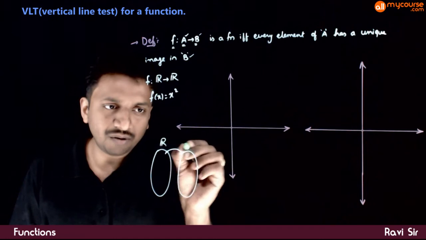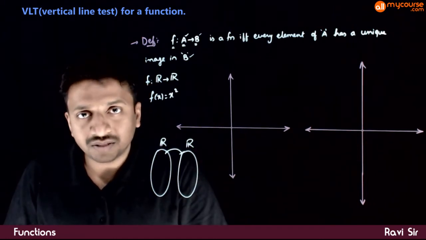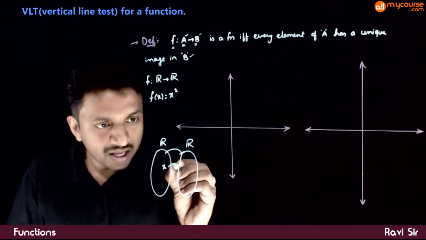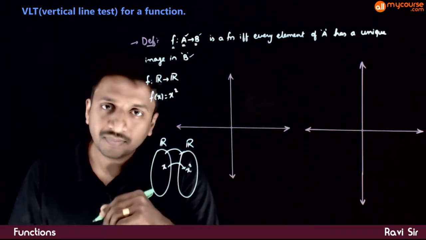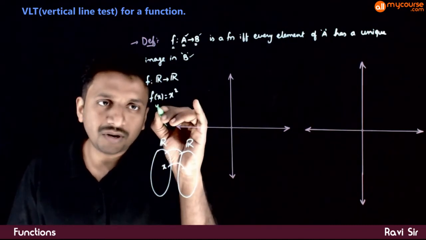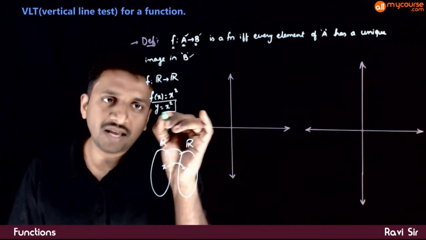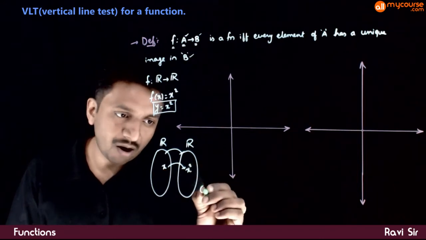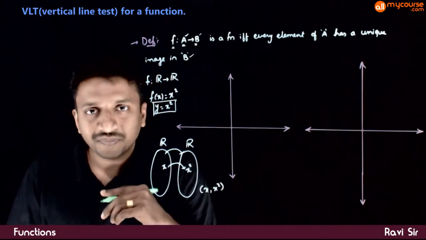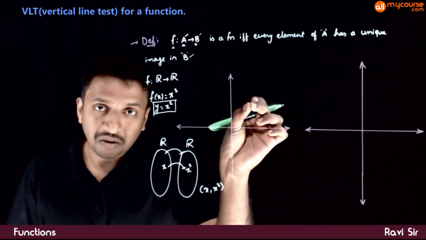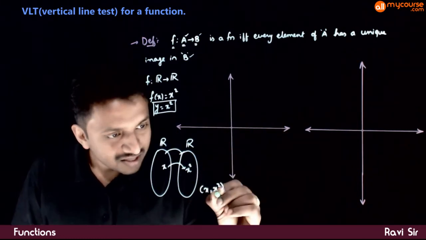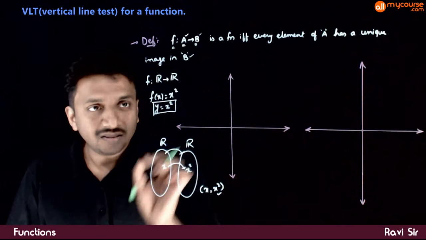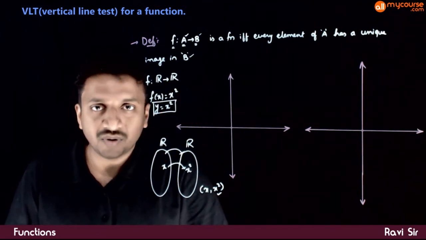So the first set is the set of real numbers and the second set is also the set of real numbers. And if you have any element x here, the image of x is x square. Usually the image of x is also denoted by y, so I can also write this as y is equal to x square. We denote this by the ordered pair x comma x square, and if you plot this on the Cartesian system, this x square will be the y coordinate. Hence we call y is equal to x square. This is exactly the same as f of x is equal to x square.